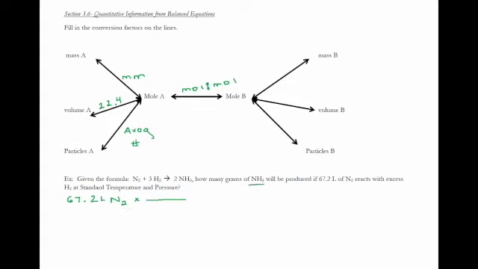So I'm going to put liters of nitrogen gas on bottom. I'm going to put 1 mole of nitrogen gas up top. I know I'm at standard temperature and pressure, so I'm just going to plug in 22.4 here. Now to go from moles of nitrogen gas into moles of ammonia, I'm going to put moles of nitrogen gas on bottom, and I'm going to put moles of ammonia up top. This is the only new concept that we're covering. The rest is review from the last video.